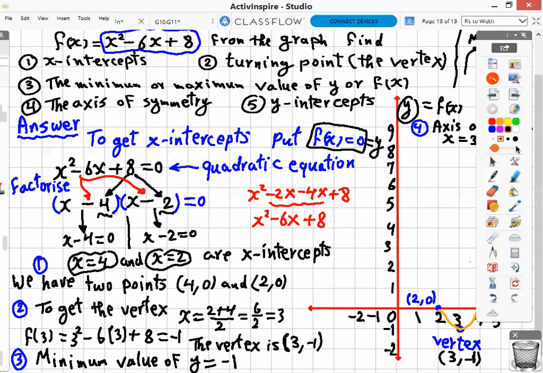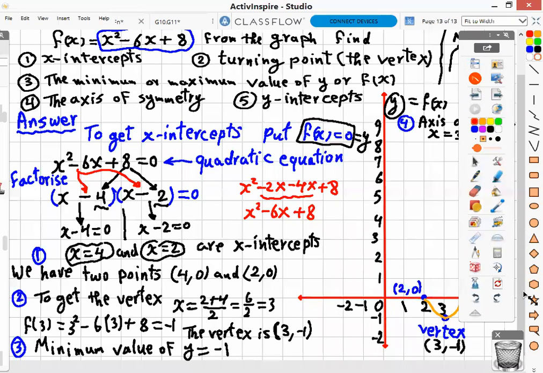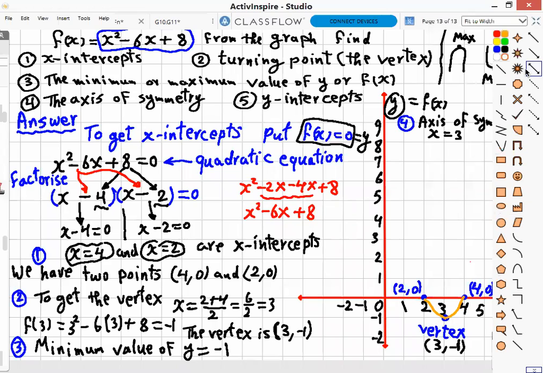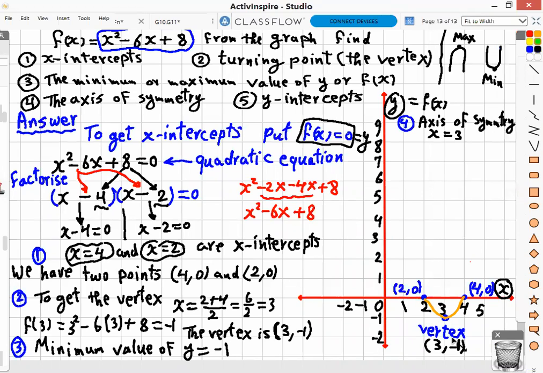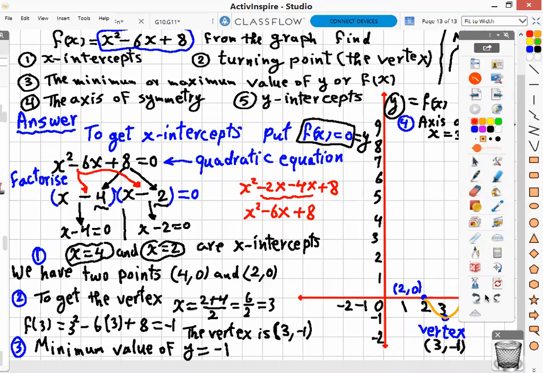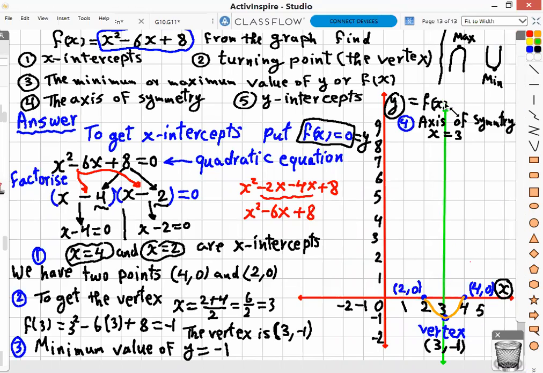Okay, let's draw it. Make it with which color? Make it green. I don't know if it's clear for you or not. It will be like that. This is your axis of symmetry.